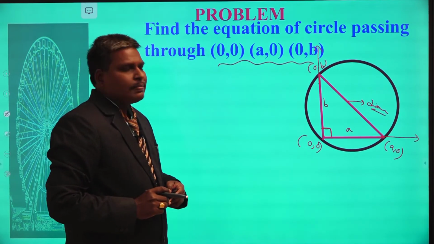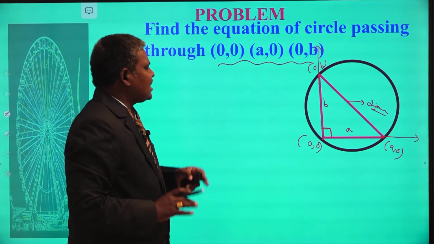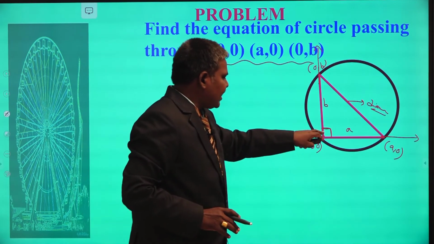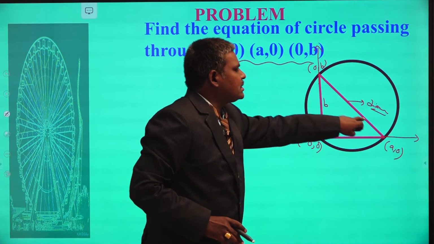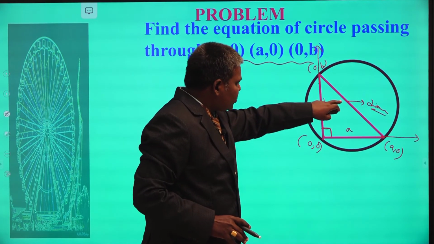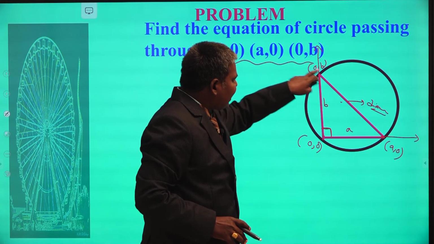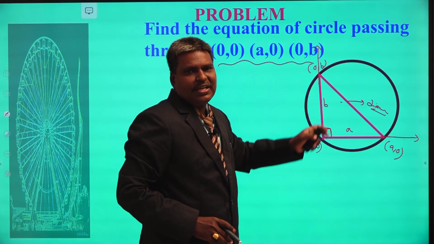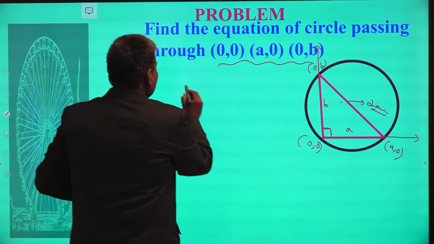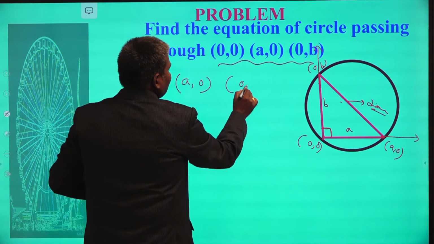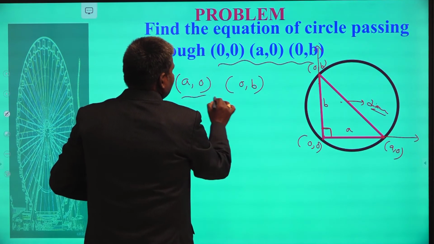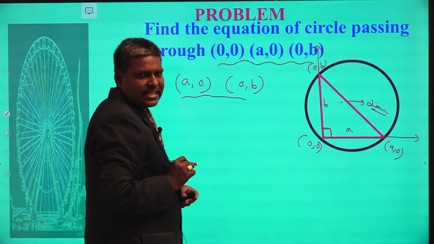Your diameter. By the previous theorem, the angle in a semicircle is 90 degrees. If it is 90 degrees, automatically this will be a semicircle. We mean this is the diameter. Once you know this is the diameter, you know the extremities of the diameter: A comma 0 and 0 comma B. Now A comma 0 and 0 comma B are the extremities of the diameter. That is the conclusion from the figure itself.